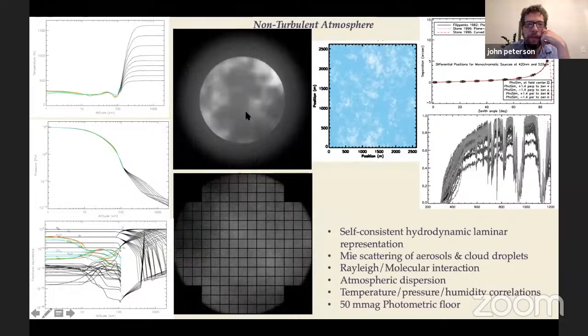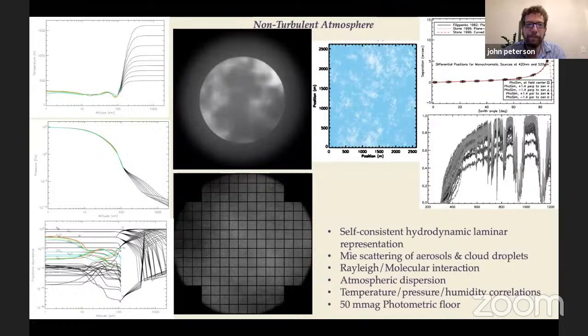We have complicated cloud type patterns. This is airglow. And all this produces some interesting correlations when you look at the variation in temperature and pressure and humidity, and is also all responsible for a photometric floor. So your ability to really calibrate photometry is sort of limited by all these kinds of things. The spatial variation of these things makes it complicated.